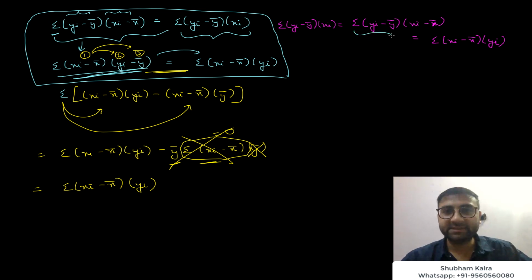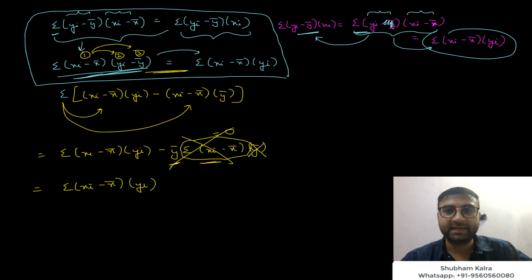If you start with this expression, you have yi minus y bar and xi minus x bar. That means both the variables are written in deviation form. Y is in deviation form, yi minus y bar, and x is also in deviation form, xi minus x bar. Now out of these two bars, that is x bar and y bar, if you remove any one of them, it won't make a difference. For example, what's the difference between this expression and this expression? If you just remove x bar, you will go from here to here. Similarly, if you have to go from here to here, you just remove this y bar and you will have this expression.